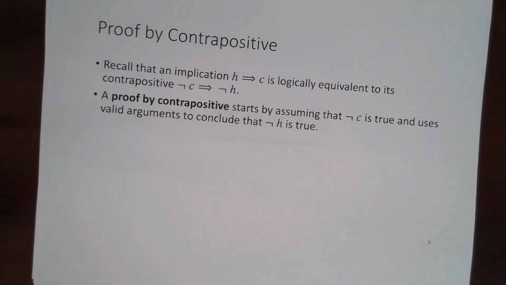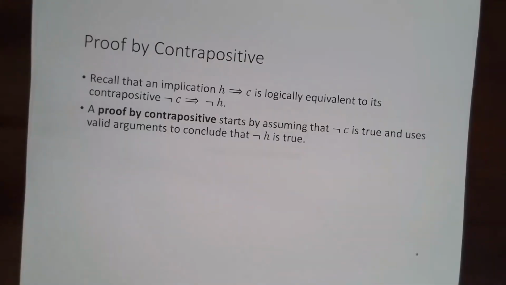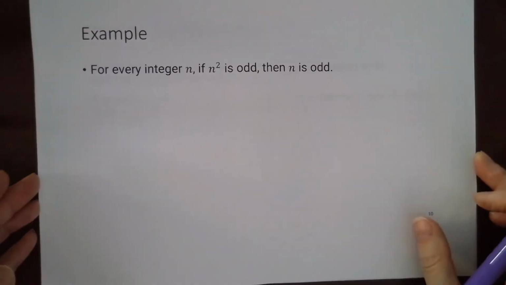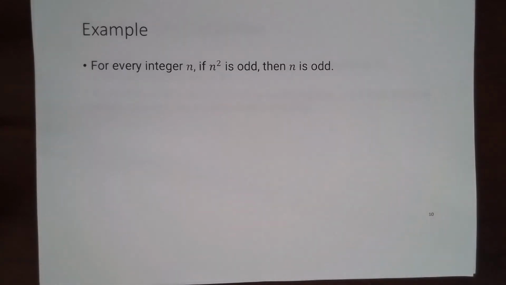Okay, so it'll feel very much like a direct proof once we get to assume this and prove this. All the rest of it will feel just like a direct proof. Okay, so let's do some examples of this. For every integer n, if n squared is odd, then n is odd.